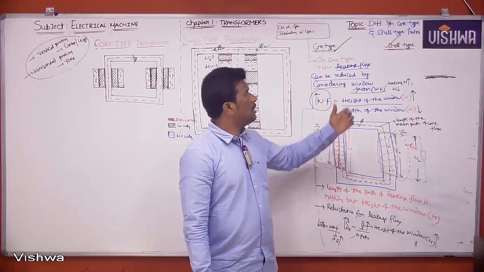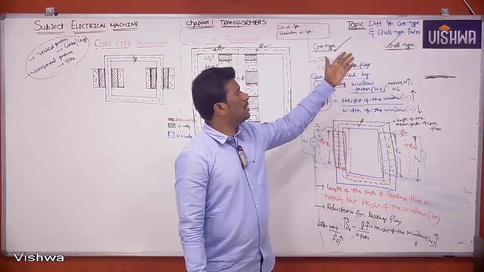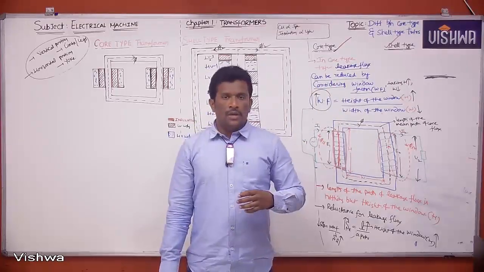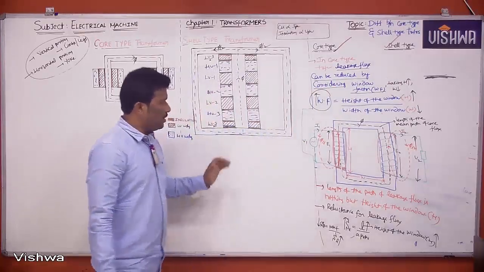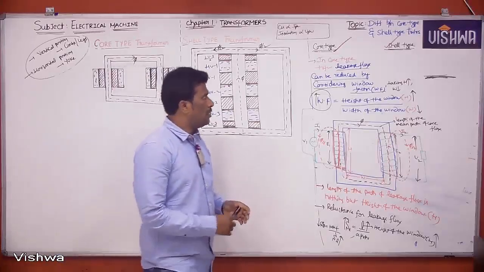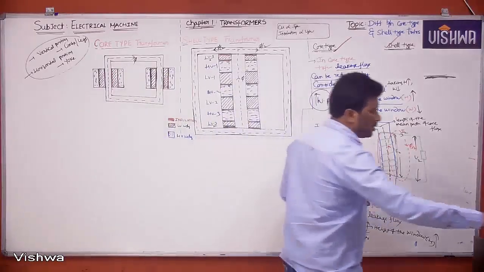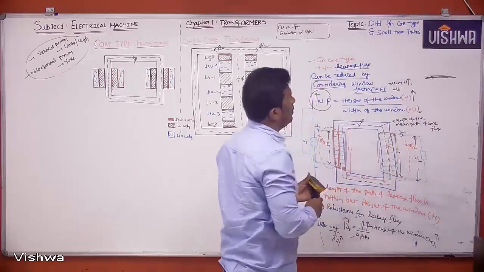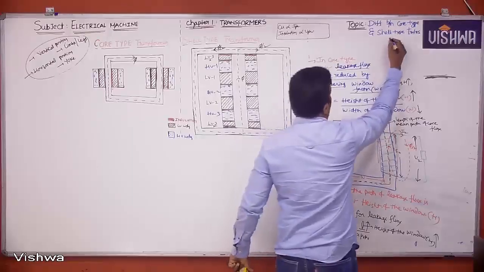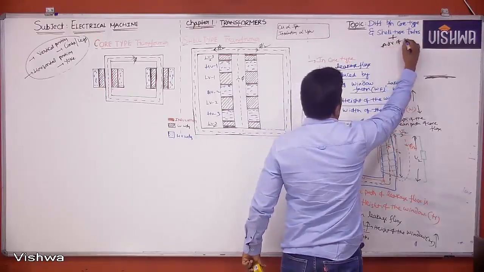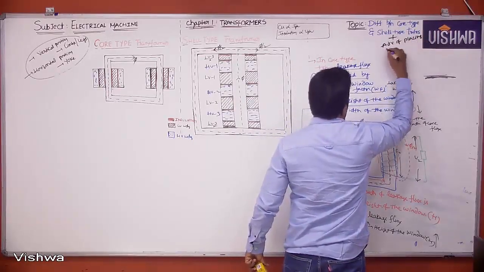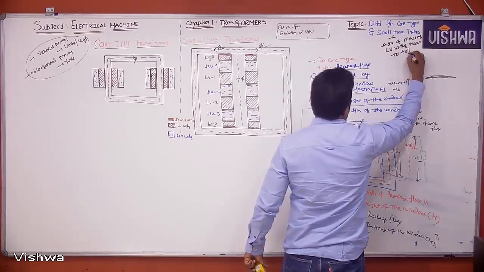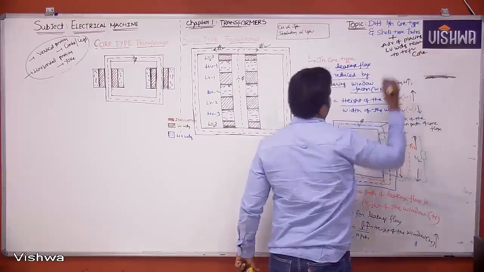Last session we started the difference between core type transformer and shell type transformer. We explained so many points. In addition to that, some more points will come here that we'll discuss now. And one more thing also we'll see. Let me complete the remaining points of the difference between core type and shell type, plus the advantage of placing low voltage winding near to the transformer core.